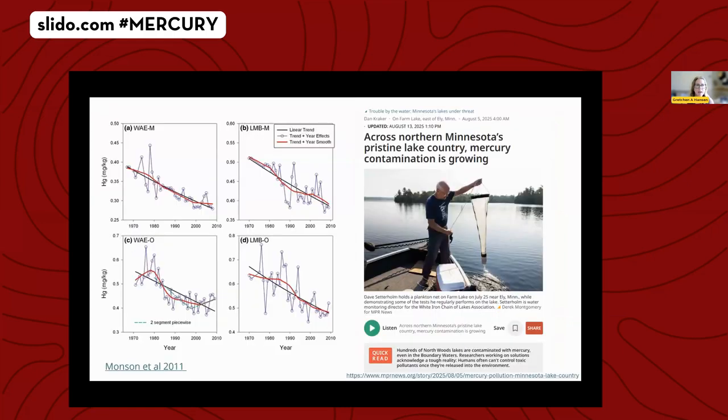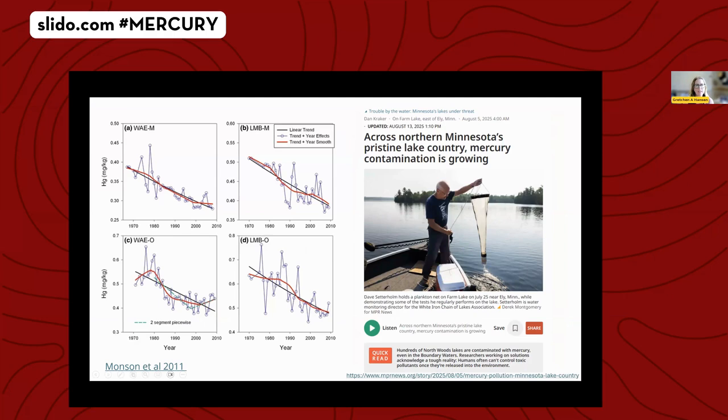So in Minnesota and in lots of places, mercury concentrations in fish were generally on a strong decline due to changes in emissions and atmospheric deposition that happened over the past many decades. You can see from this graph from a paper from 2011, mercury concentrations in many species decline from the 70s through the 2000s due to that decrease in deposition.